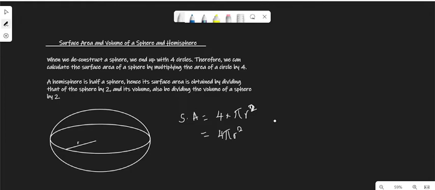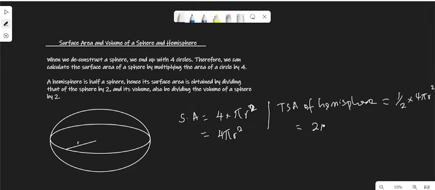Hemisphere, which is half of a sphere, the total surface area of a hemisphere will just be this divided by 2. That is half of a sphere. So total surface area of hemisphere will be half times 4 pi r squared. That is 4 pi r squared divided by 2. That is what I mean by half times that. And that will give me 2 pi r squared. That is that for surface area of a sphere.